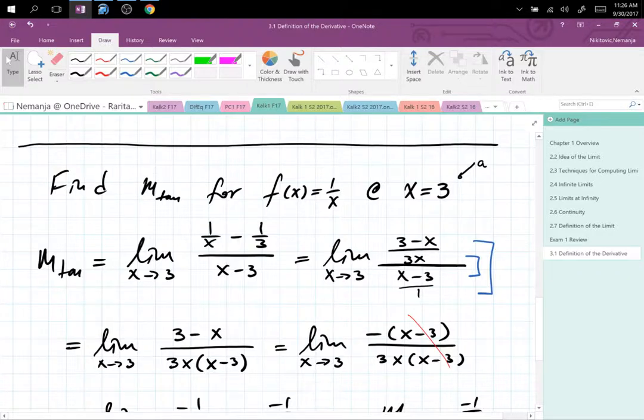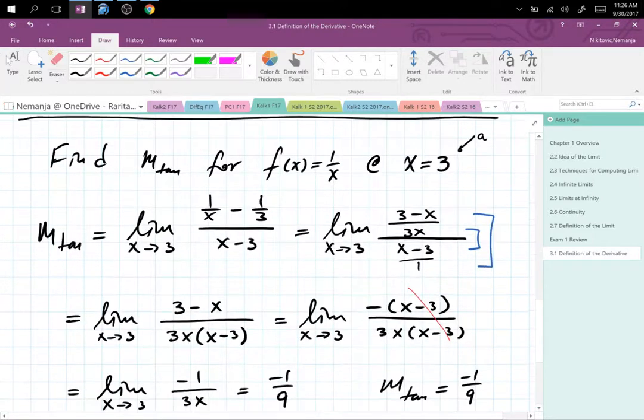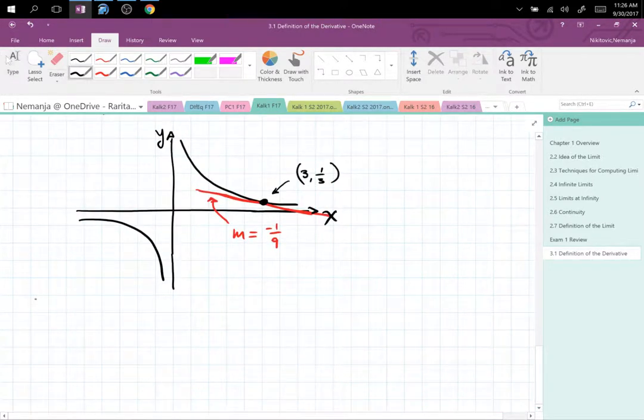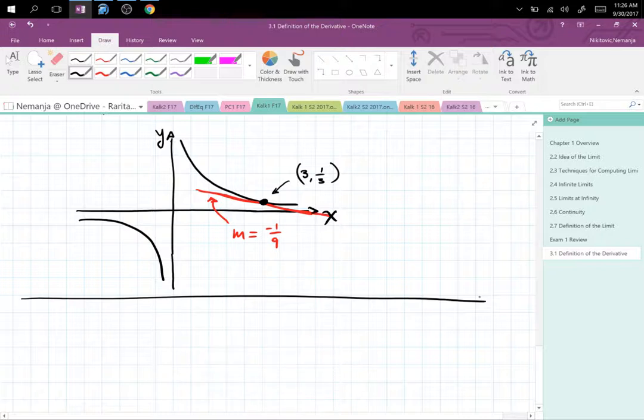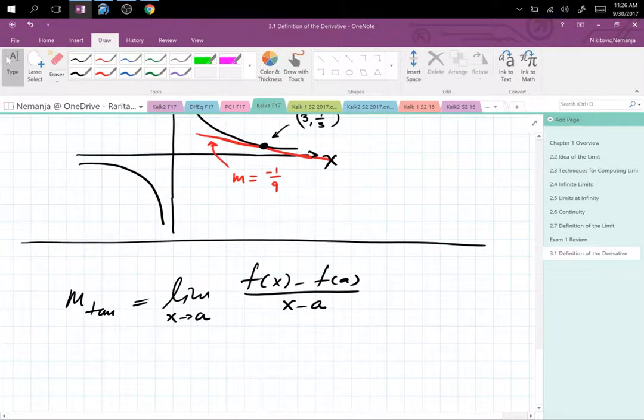So these were two examples on how to find the tangent line if the tangent line equation is in this form. But we can do better. We can derive a form that is a bit easier to use. So we can take this m tangent, which was the limit as x goes to a of f of x minus f of a, divided by x minus a, and we can define h as x minus a.